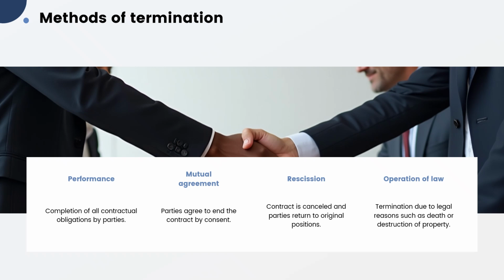Performance means all parties completed their obligations. Mutual agreement means both parties agree to end the contract. Rescission means the contract is canceled and the parties are returned to their original positions. Operation of law means the law ends the contract because of a legal reason, such as death or destruction of property. The exam may ask you to identify which type of termination applies in a scenario.